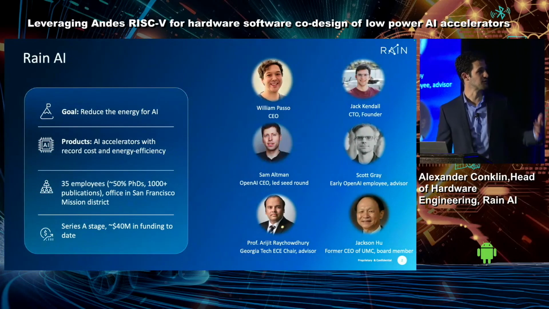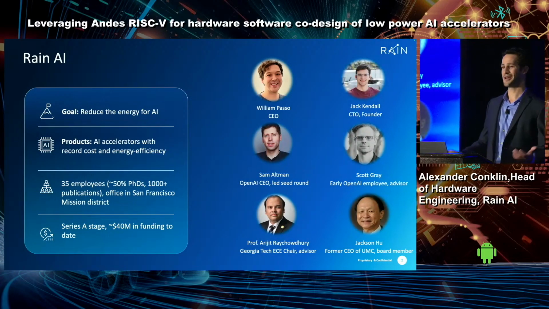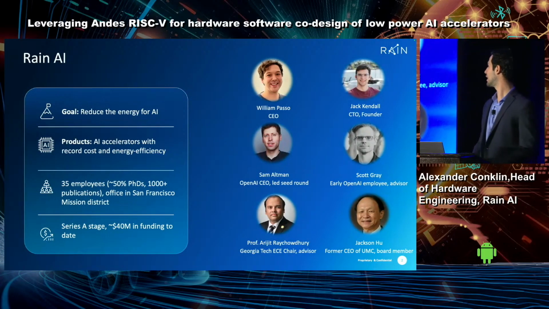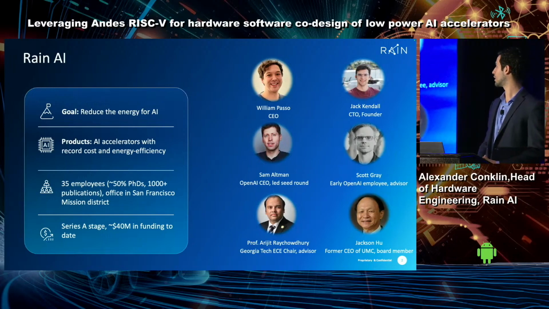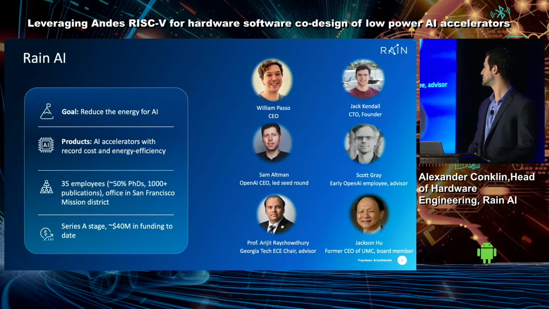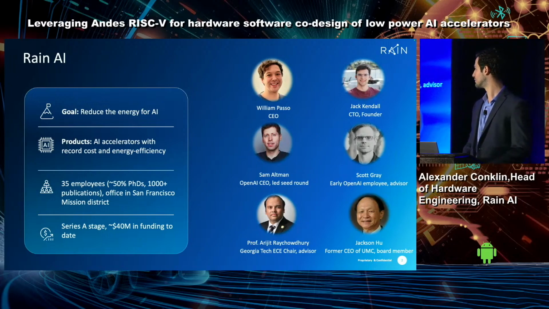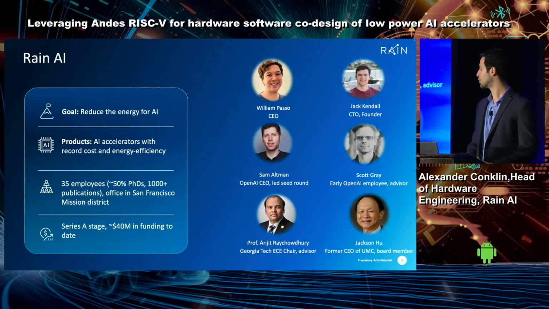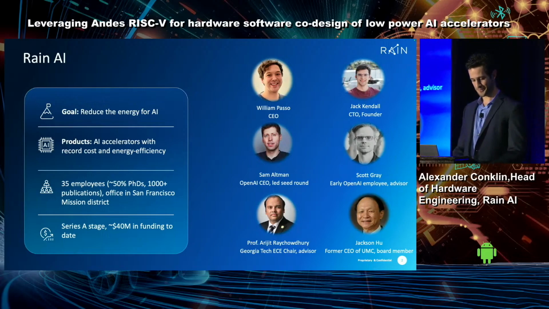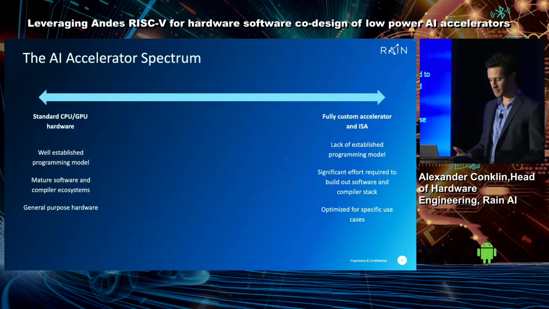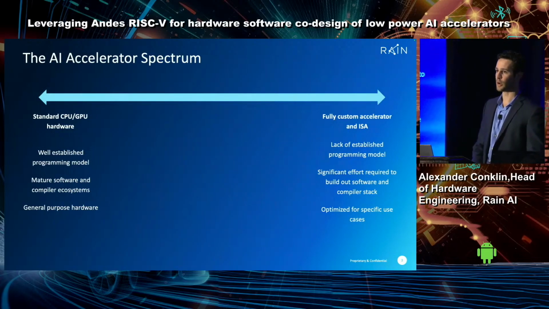I'll start by giving a brief introduction of the company. We're Rain AI. Our goal is to reduce the energy of AI, and we build AI accelerators with record cost and energy efficiency. We're 35, almost 40 employees based up the road in San Francisco. And we're a Series A company, 40 million to date. Notably, Sam Altman led our seed round, and we've been blessed to work with some really talented advisors. I'll start by motivating Rain's approach and what we're optimizing for.